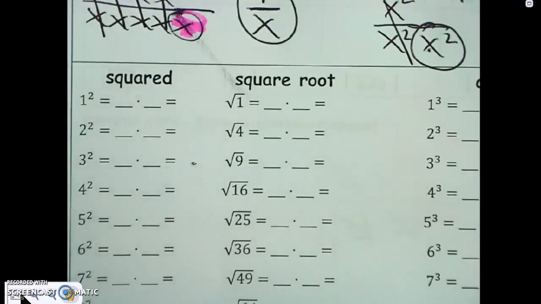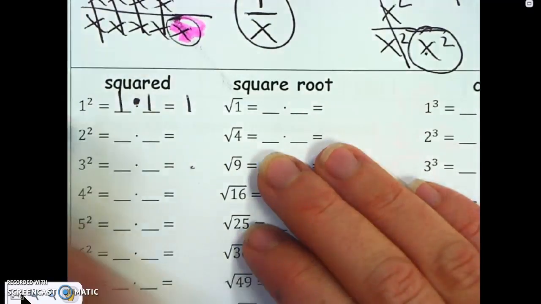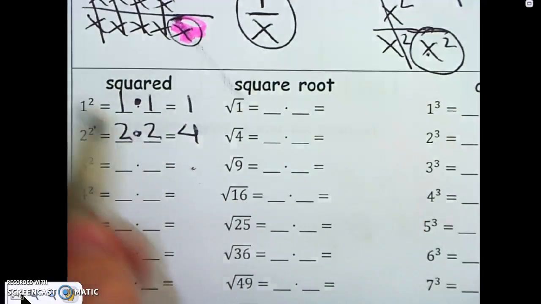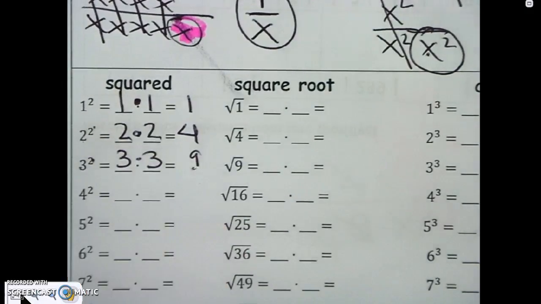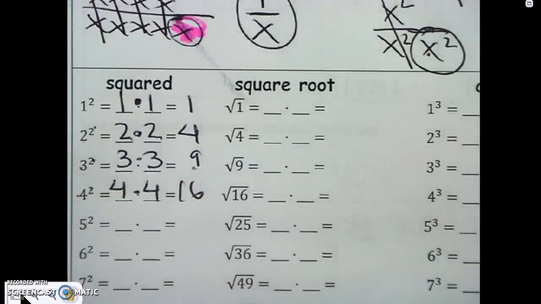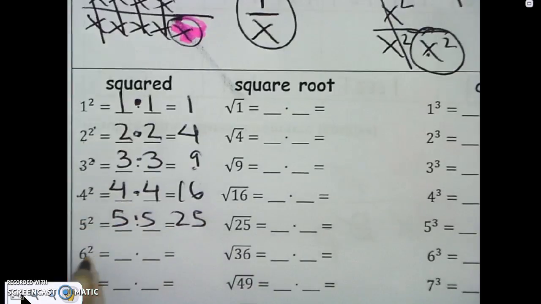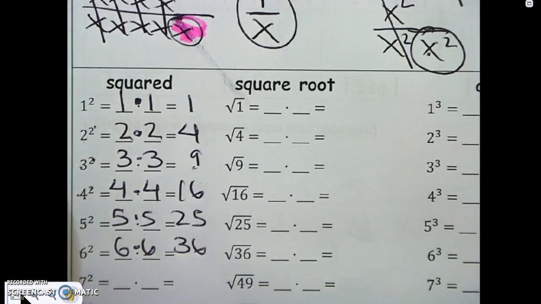1 squared means 1 times 1, and 1 times 1 is 1. 2 squared means 2 times 2, 4. 3 squared means 3 times 3, 9. 4 squared is 4 times 4, 16. 5 squared, 5 times 5, 25. 6 squared, 6 times 6, 36.